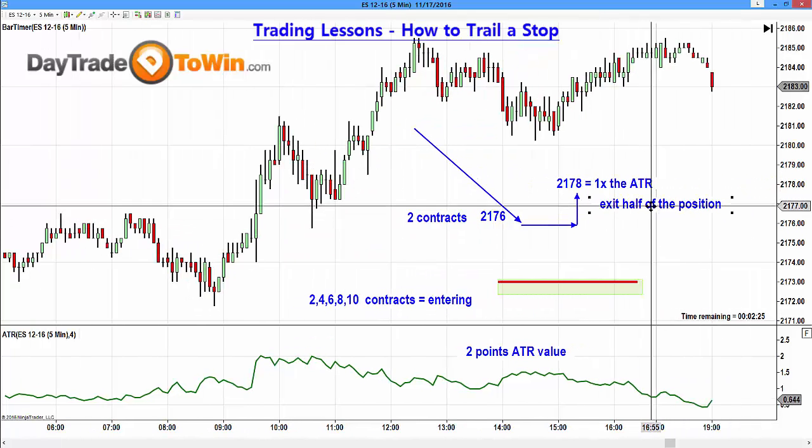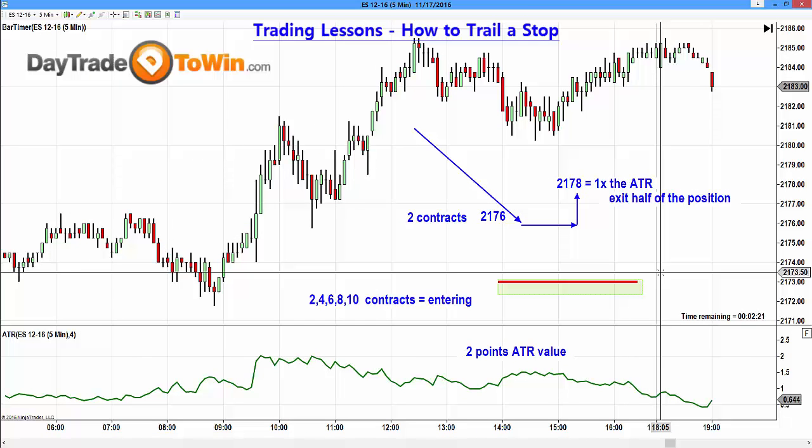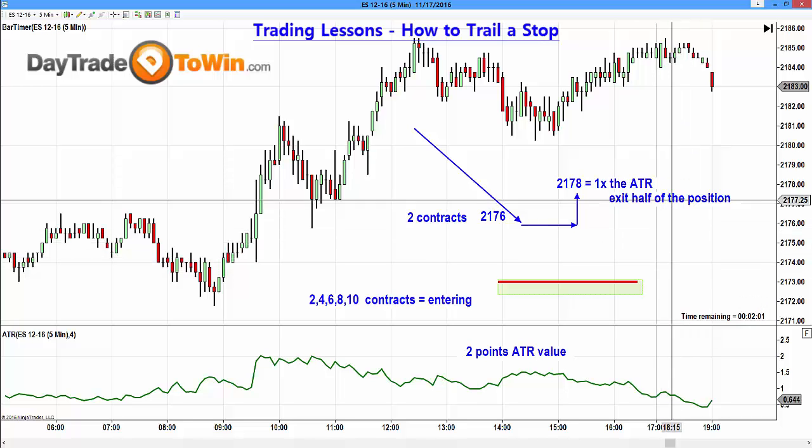Exiting half of the position at 1 times the ATR. The reason I'm doing this is that instantly I'm locking the trade in to a $0 trade. I'm not going to lose money on this trade. I just have to pay for the commissions in case the market turns around and goes against me.